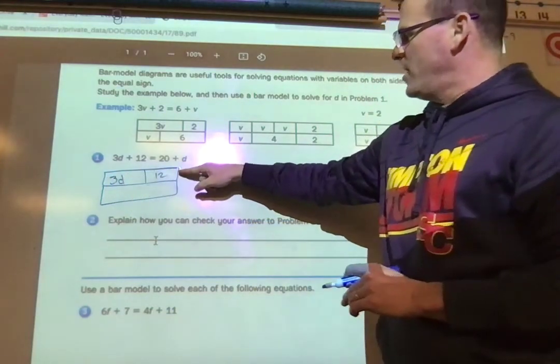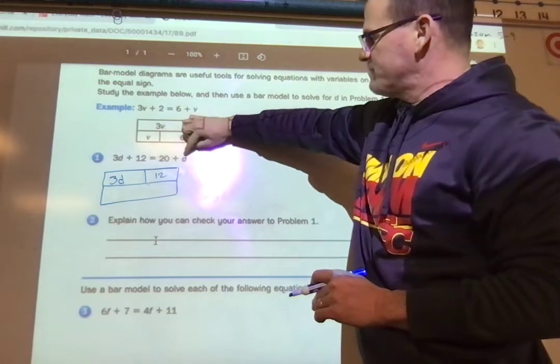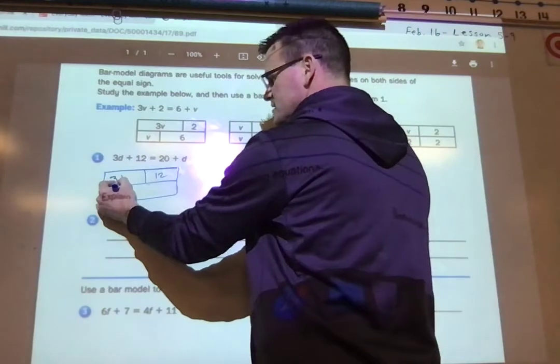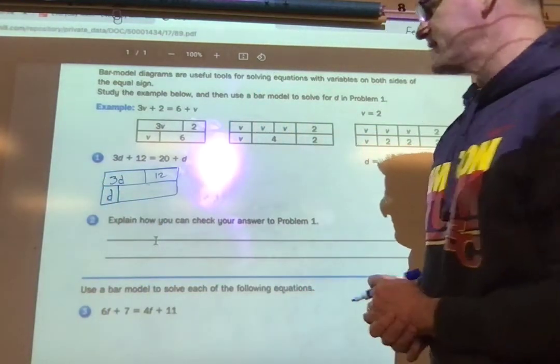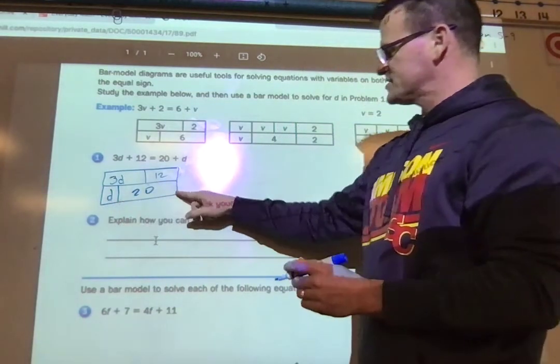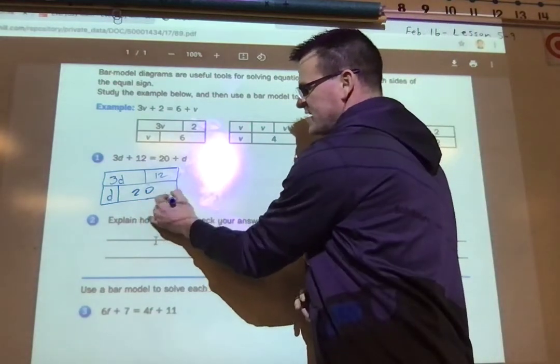That's the whole bar. It's 3D plus 12 more to get that whole bar. And then this is 20 plus D. One thing you'll learn is you want to put the D's underneath each other. So 1D would be obviously less than 3D, so I'll make it about there. And this whole thing has to be 20. D plus 20 equals 3Ds plus 12. Their bars are exactly the same size.